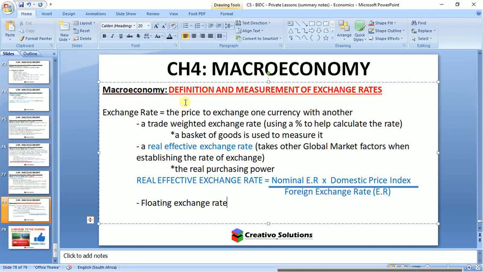Large values of currencies are bought and sold on a particular day. The price of the currency is determined by the relative strengths of the demand and the supply. Keywords there: floating exchange rates, dependent on the markets, supply and demand determines the exchange rate for a currency.